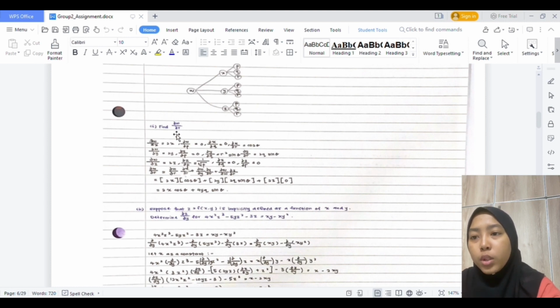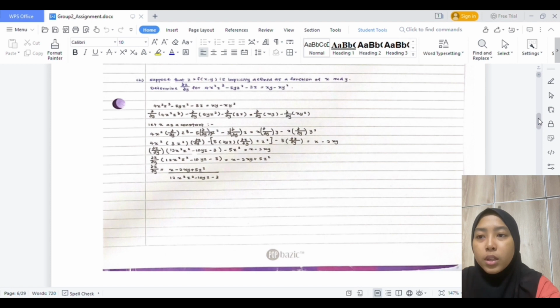For question A2, we need to find dW over dR, and we got the answer 2x cos theta plus 4yq sin theta. Next, for question B, we need to determine the dZ over dR for x squared z cubed minus 5yz squared minus 3z equal to xy minus xy squared. And then we got the answer for dZ over dY as shown like this.